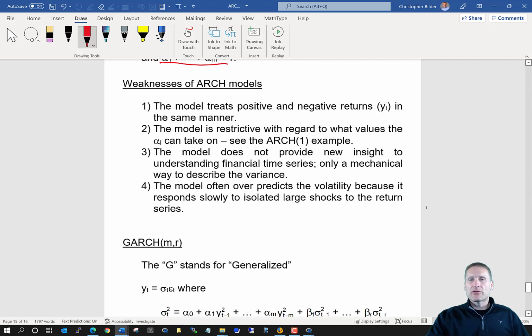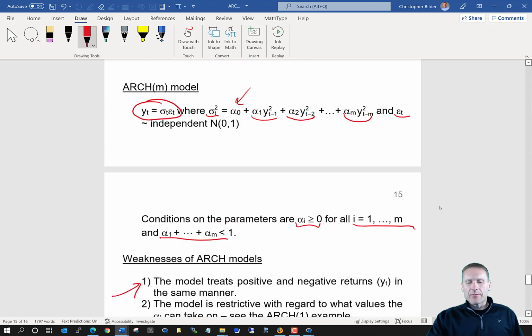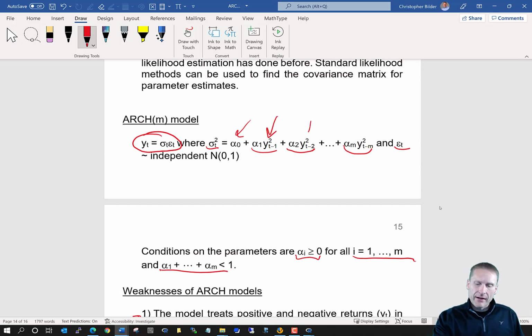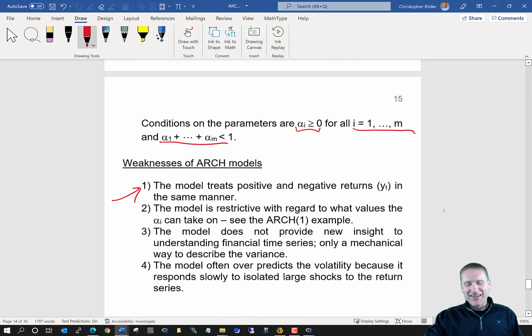Okay, so these ARCH models are interesting, but they're not perfect either. Here are some weaknesses of these ARCH models. The model treats positive and negative returns in exactly the same manner. Well, why? Because I have a squared there. Some people think that shouldn't happen, and there are extensions to these ARCH models that do allow it, but this is the way that we typically first present these kinds of ARCH models. This is how it's first presented always in a time series class.